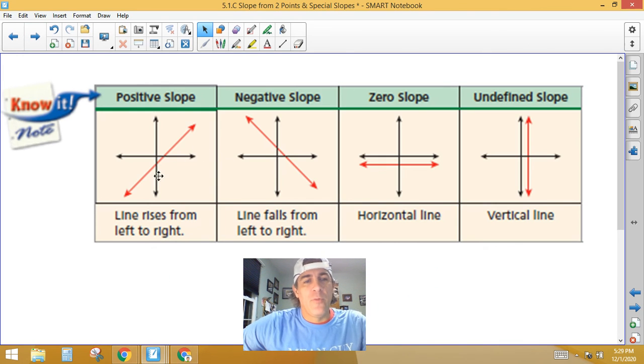Here's a quick little summary of what a positive slope looks like. From left to right, it's going up. Negative, left to right, going down. Left to right for 0 is staying constant. 0 effort to climb that hill because it's not even a hill. Undefined, it's impossible to go straight up and down unless you're Spider-Man. Like me, I'm just kidding, I'm Spider-Man.